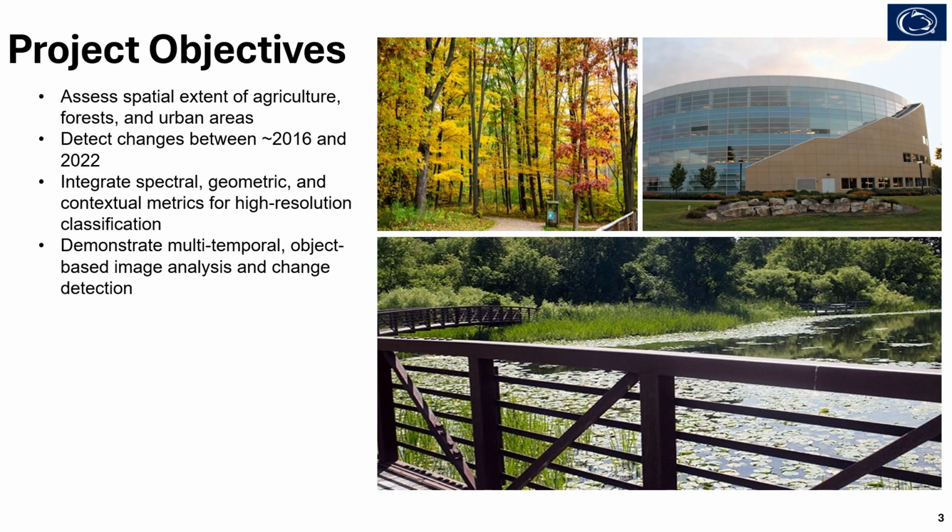The primary objective of this project is to quantify the extent and changes in agriculture, forested, and urban areas around CMU. Specifically, I am aiming to first determine how much land each class occupies. Second, detect transitions such as agricultural land becoming urbanized or forests becoming cleared. And third, apply object-based image analysis metrics, spectral, geometric, and contextual to improve classification accuracies.